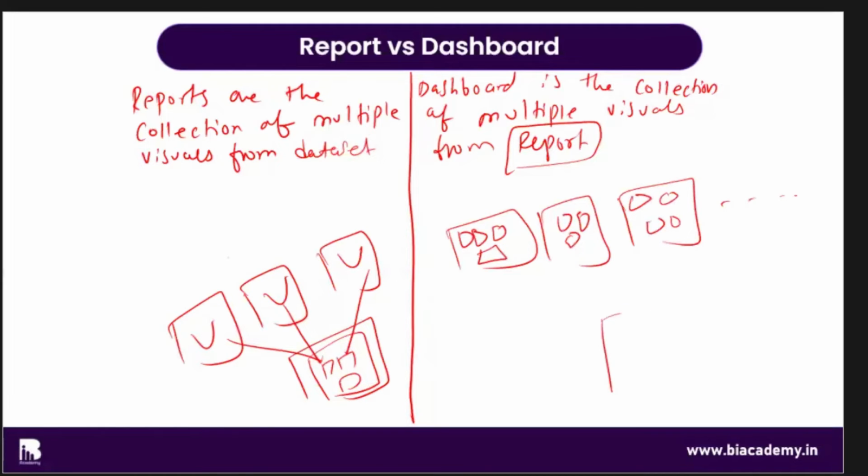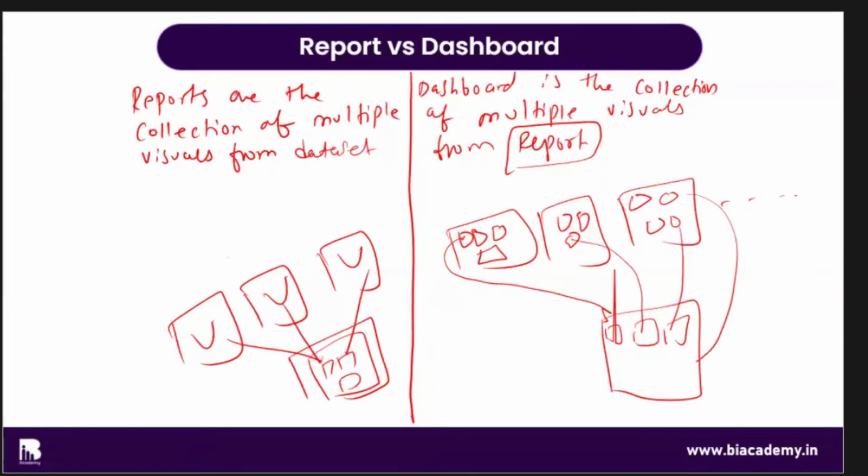But at the end of the day, what we do is we see which visual is important to you. So this one is important. Pull this visual and put it over here. Now this visual is important. Pull this visual, put it over here. This visual is important. Pull this visual, put it here. This visual is also important. Pull it here. This visual is also important. Pull it here. All right. So a dashboard is a collection of multiple visuals, not just multiple, but important visuals from a report. Whichever visuals you think are important, we bring that visual inside a dashboard.